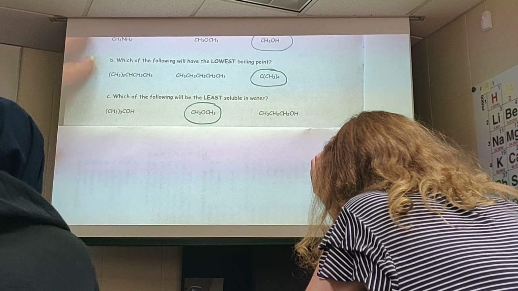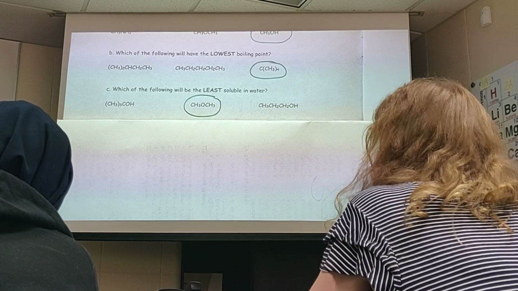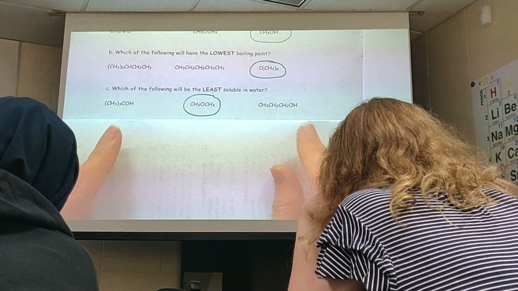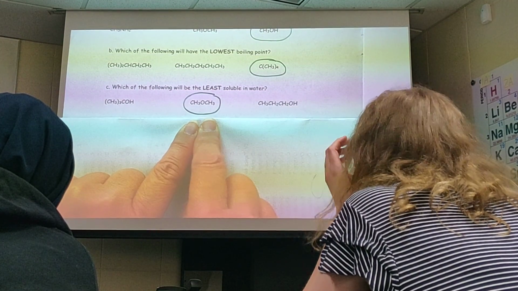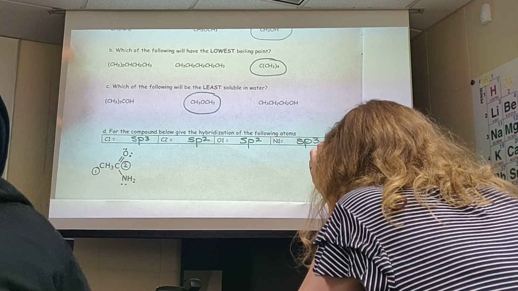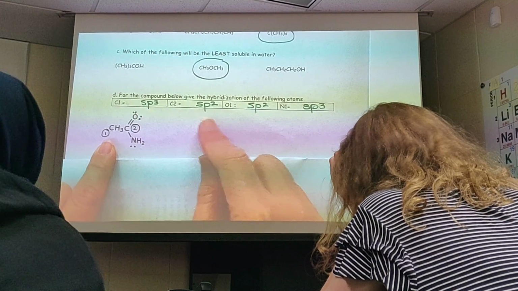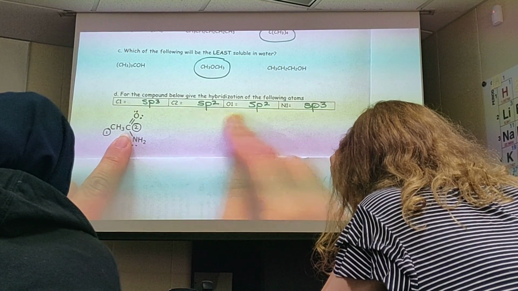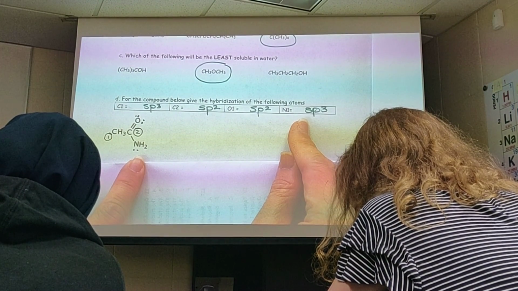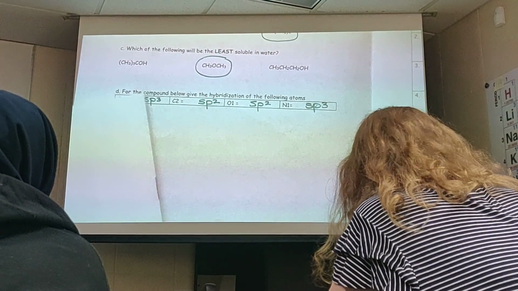Least soluble in water, right? Again, this is the ether, because these two alcohols can hydrogen bond, but the ether can't hydrogen bond with water. And then your hybridization, right? Carbon number 1 is sp3. Carbon number 2 is sp2. The oxygen is sp2, and the nitrogen is sp3. Questions?